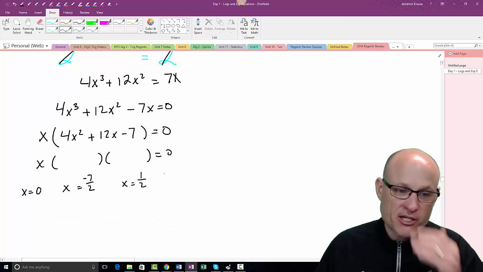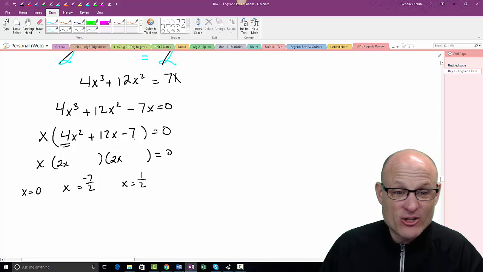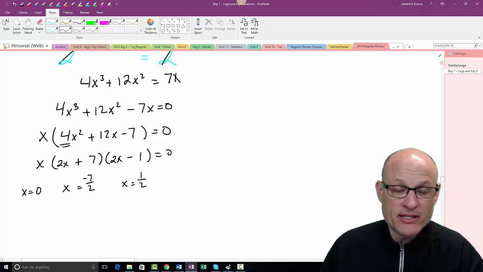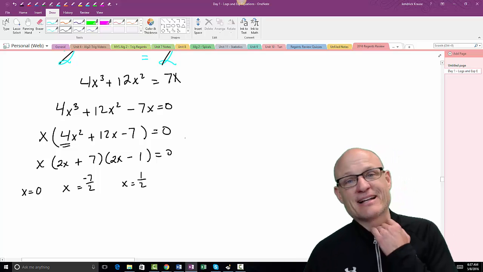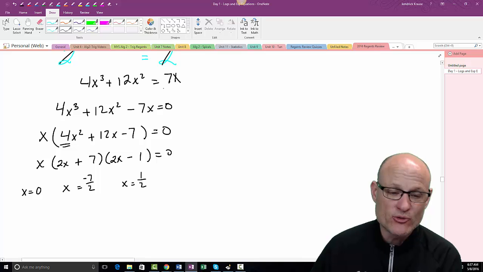Well, this is the tricky part. I know I got to get 4, so the only way to get 4 is 2x and 2x. And I know I got to get 7. The only way to get to 7 is 7 and 1. Notice this is a negative, so this had to be a positive, and this had to be a negative. Maybe I'll put up a lesson on how to factor using that TI-Nspire. If you don't see one soon, ask me about it, okay?